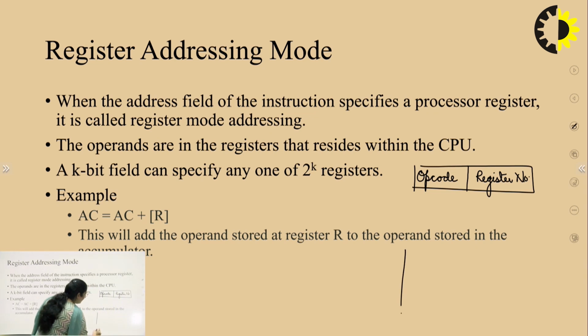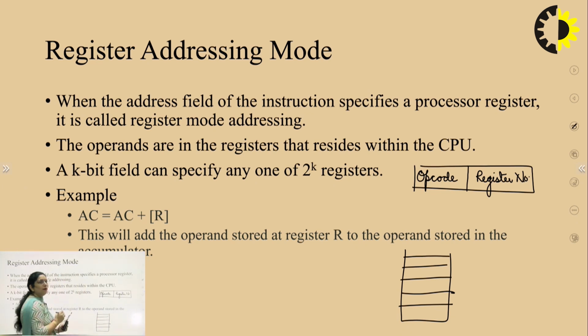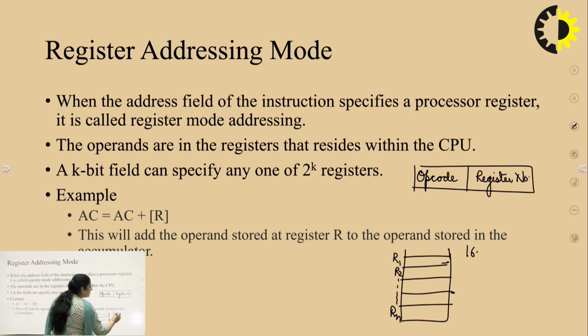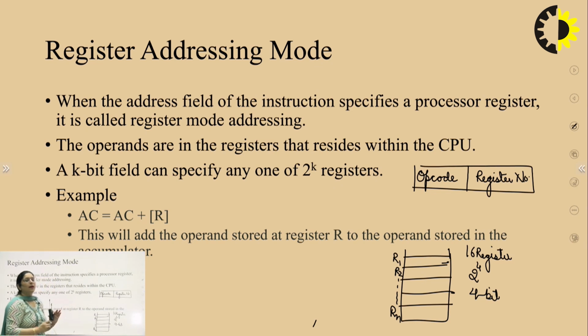What is this register number? We have many general purpose registers available in the processor, and each register is identified by a unique number given to it. It may be R1, R2 and so on up to Rn, depending upon how many registers I have. For example, if I have 16 registers inside my processor, I need 2 raised to the power 4, that is 4 bits, to represent each of these 16 numbers exclusively, ranging from 4 zeros to 4 ones.